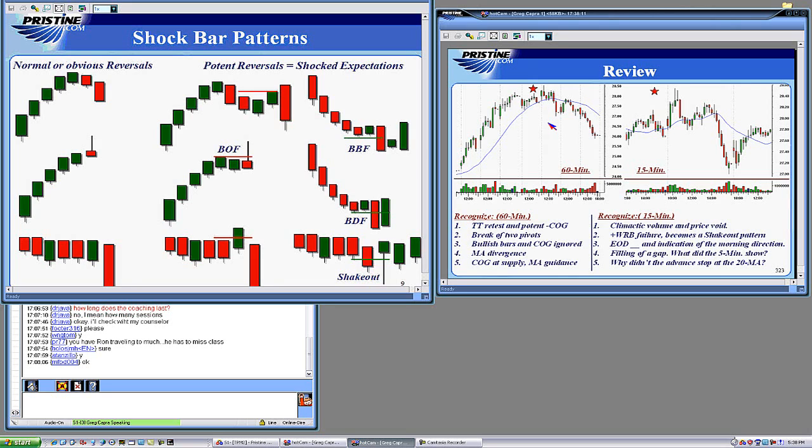It's going to be interesting to see what happens tomorrow. Does it follow through? Does it break Friday's low? Do we break Thursday's low? Break of two prior pivots. There was a strong move down. Bullish bars. Changing of the guard ignored. Right there, had a little buy setup that failed. Moving average divergence right at the high. Changing of the guard with our 20 MA right here.